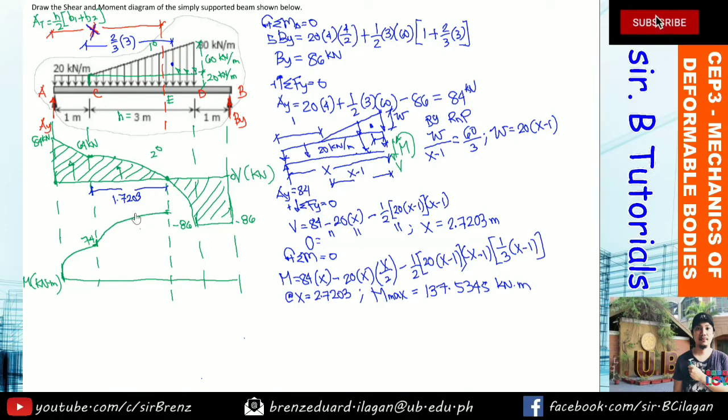Okay, so this is a second degree, then therefore, this one will be on a third degree curve. Ayan, third degree. So the answer here is 137.5345.